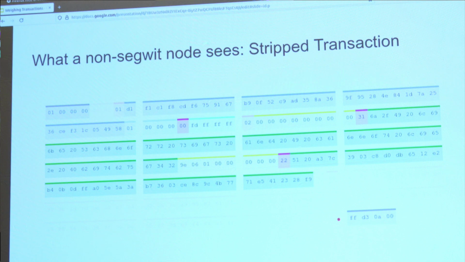So in Segwit transactions, we calculate the TXID from the stripped size, and non-Segwit nodes and Segwit nodes therefore always have the same TXIDs for the same transactions, even though they have different representations and non-Segwit nodes only see part of it. Thanks, that was a great question. Yes?